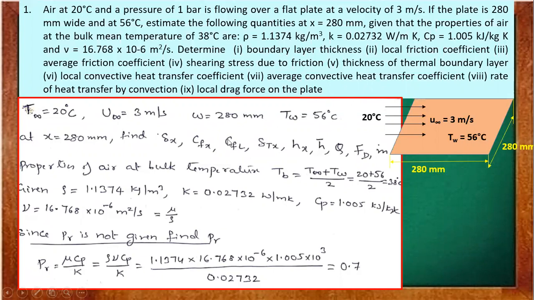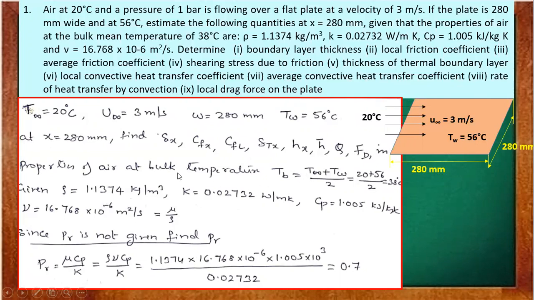Then the local friction coefficient, that is the friction factor locally at a distance of 280 mm. Then the average friction coefficient, CFL bar, that is the average friction coefficient over the entire length. Then the shear stress, so you need to find the tau value. Then the thickness of the thermal boundary layer, given as delta Tx. Then the local convective heat transfer coefficient, Hx, that is the heat transfer coefficient at 280 mm. Then the average convective heat transfer coefficient, h bar. Then the rate of heat transfer, q. Then the drag force on the plate, given as Fd.